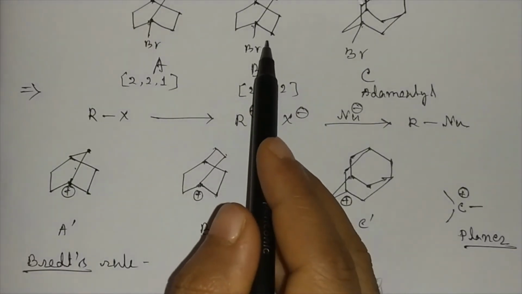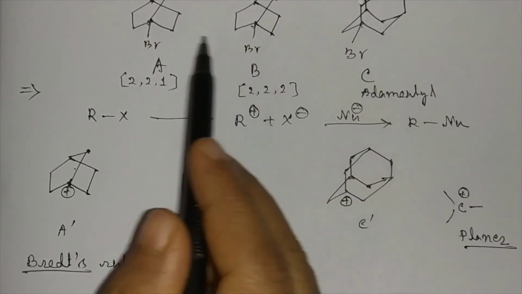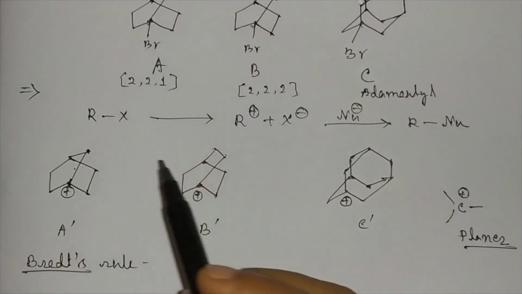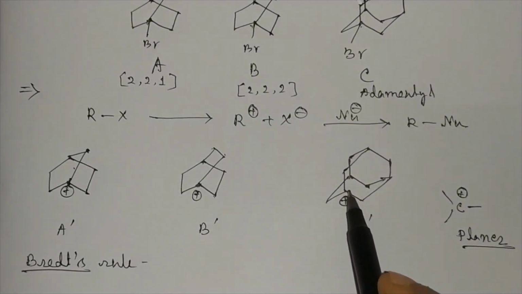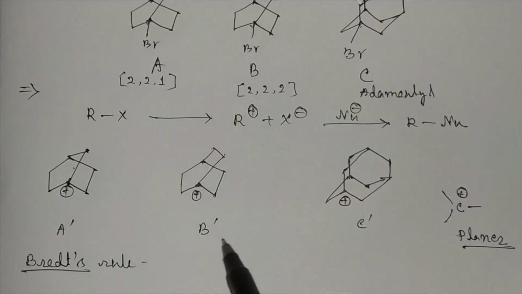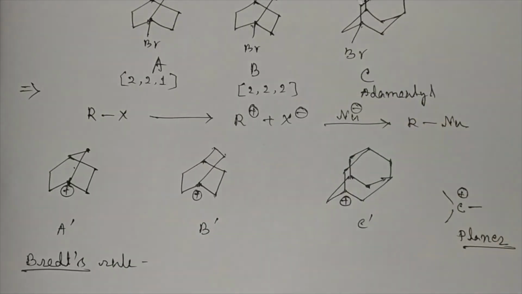So the substrate B will undergo solvolysis reaction faster than this one. In case of C prime, it is an adamantyl system and it has higher flexibility than A or B prime. So C prime will form very easily from C.